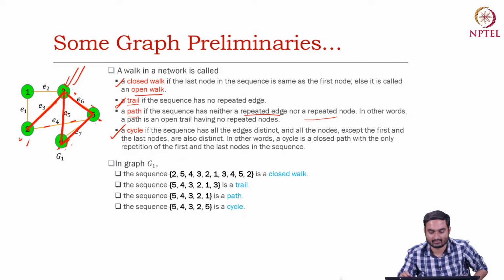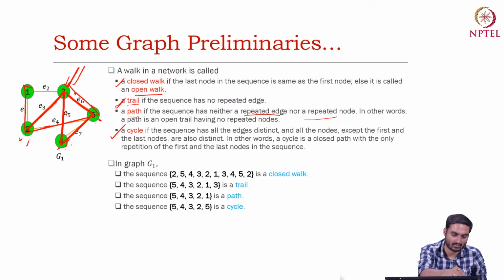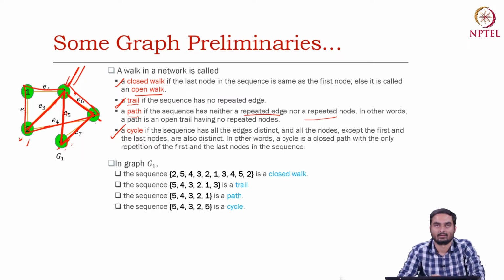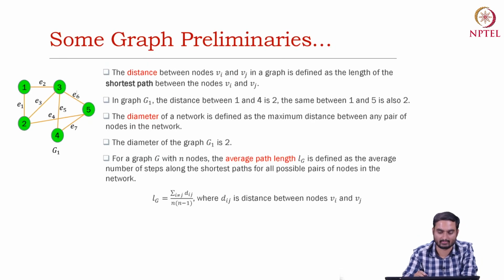A cycle is essentially a path which is closed, right? So a path means no nodes, no edges will be repeated, and if it's a closed path, meaning the source node and the destination node should be the same. Say for example, you start from 3 to 5 to 2 to 1 to 3, this is a cycle. Okay, so you see examples written on the slide. So these are not that complicated.